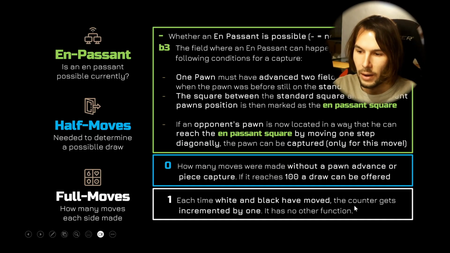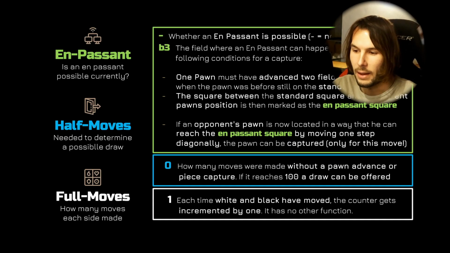Right. Then we have the en passant square. The en passant field can either be a minus inside the string or, for example, B3. How can this happen? If we have a minus, there is no en passant possible. But if we have, for example, B3 here, the field where an en passant can happen is set to B3. So that requires a few conditions to be able to capture your opponent's pawn.